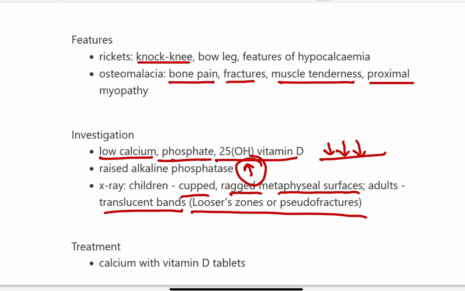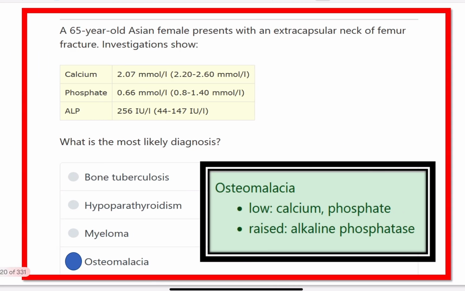And what is the treatment? Treatment is calcium with vitamin D. That means supplements of calcium and vitamin D to prevent further osteoporosis and to treat the osteomalacia. So the lab findings of osteomalacia are low calcium, low phosphate, low vitamin D, and increased alkaline phosphatase. So our answer is osteomalacia.